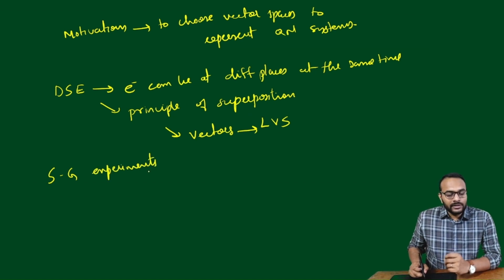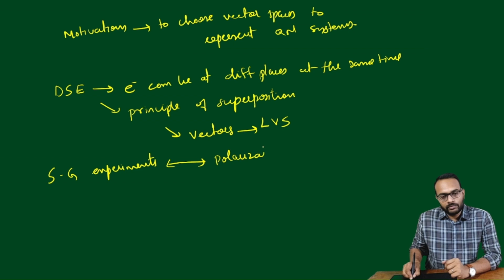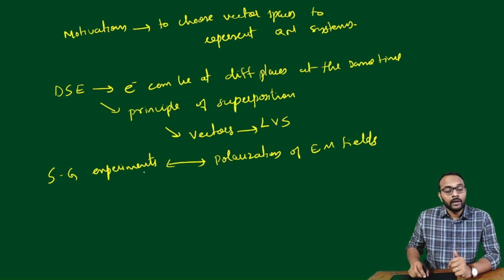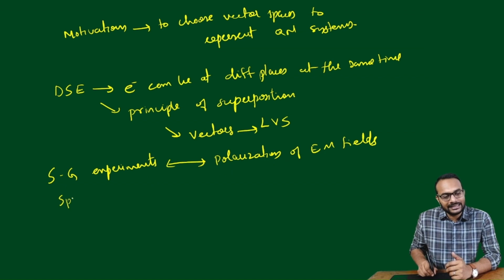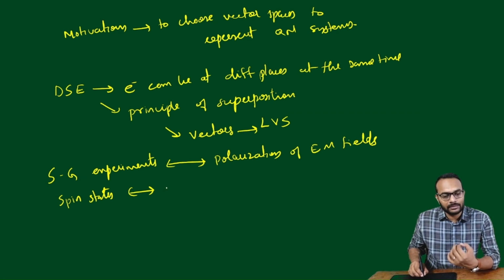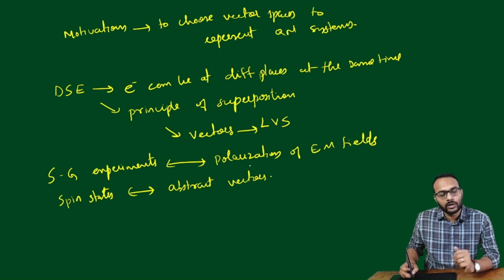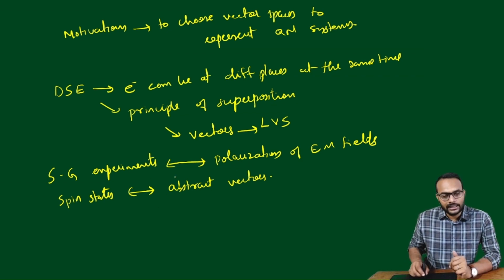By looking at the Stern-Gerlach experiments, we saw something unusual. But we made a correspondence with the case of polarization of electromagnetic fields, or polarization vectors of electromagnetic fields. Based on this polarization, we said that spin states maybe can be represented by some sort of abstract vectors, because the basic behavior of spin states seems to be like the basic behavior of polarization vectors.